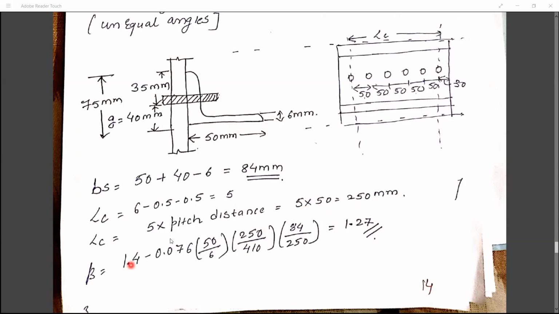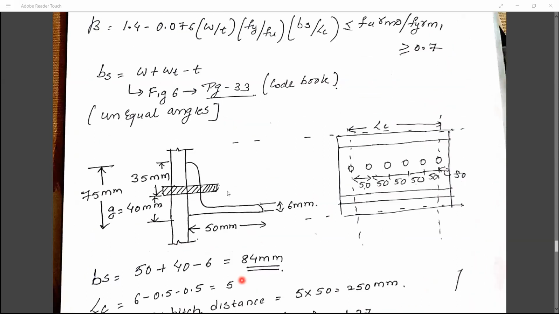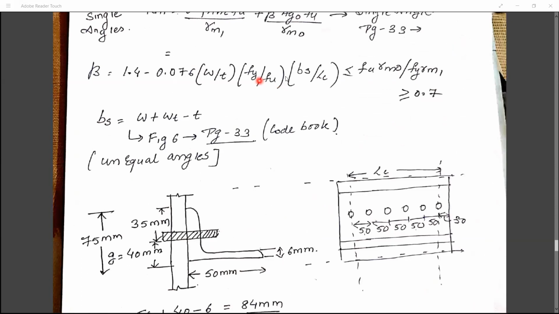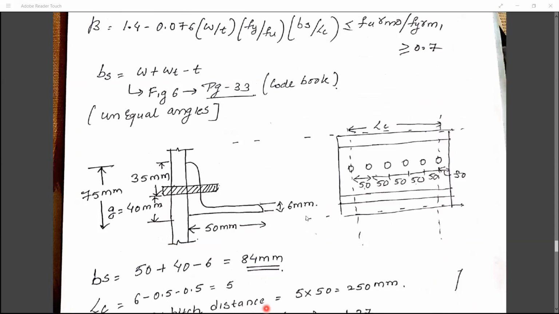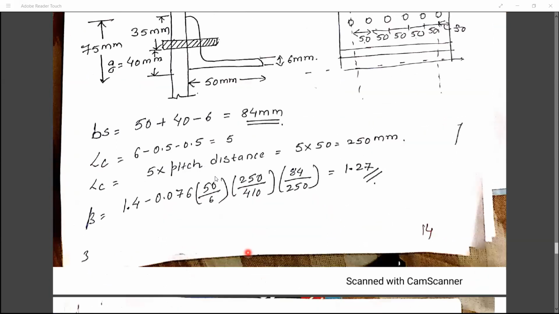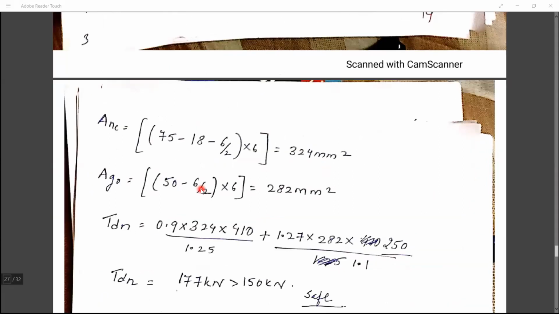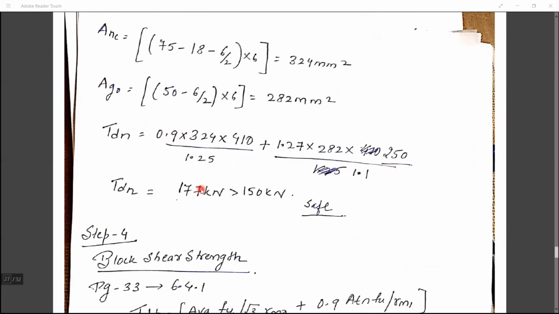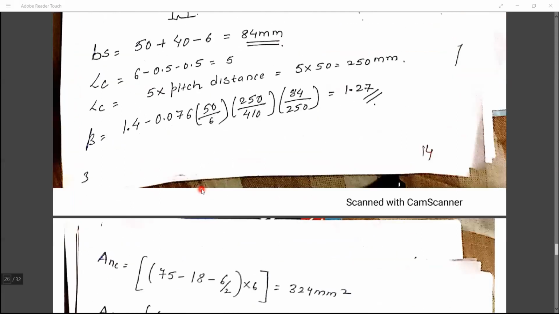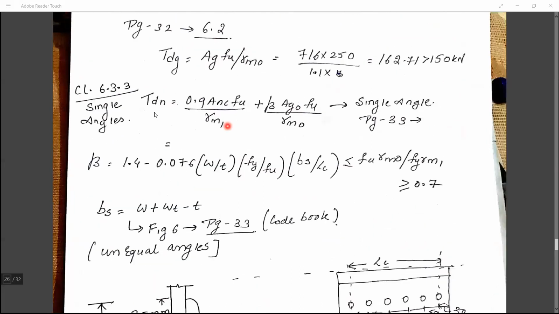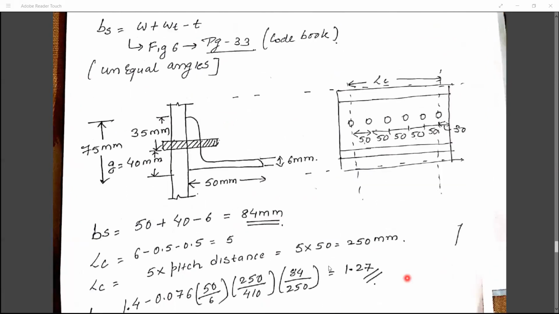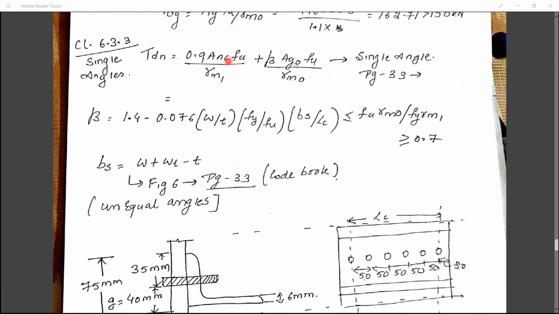So substitute in beta all the unknown values we have got. w, t, then 50 by 6, then fy by fu. fy was 250 by 410. bs we have got 84, and Lc we have got 250 mm. So 84 divided by 250. So here you will get the value as 1.27. So now to calculate the Tdn value, we have got the beta value as 1.27. Now we need to determine Anc and Ag0.